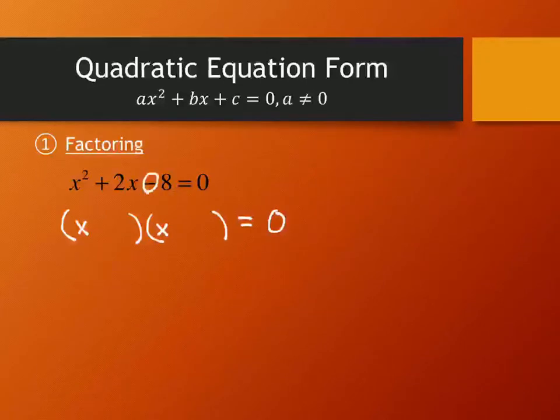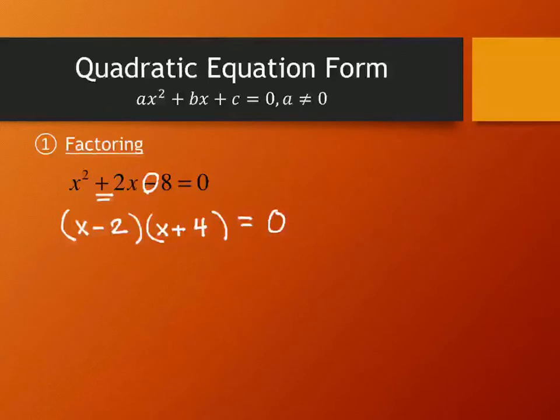Actually, I'm going to do this first. The sign here is negative, which means I need one negative and one positive. And then I need two numbers that multiply to 8 and add to 2. 4 and 2. And I need the 4 to be positive and the 2 to be negative so that I get a positive 2 in the middle.